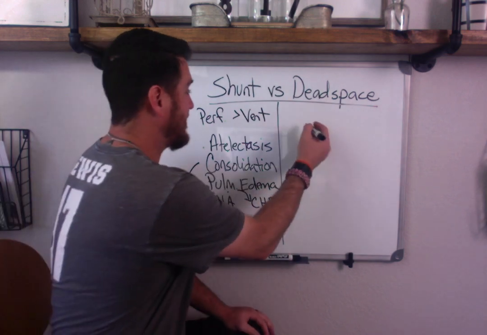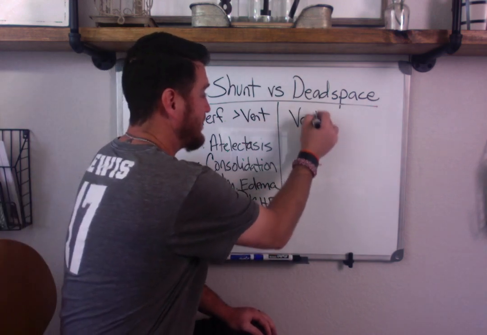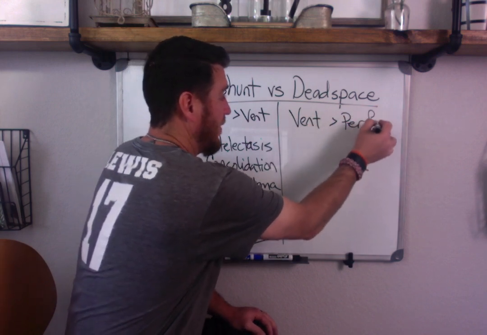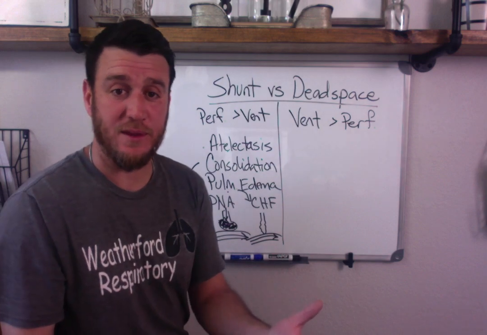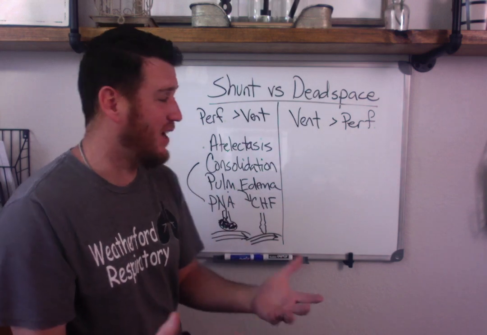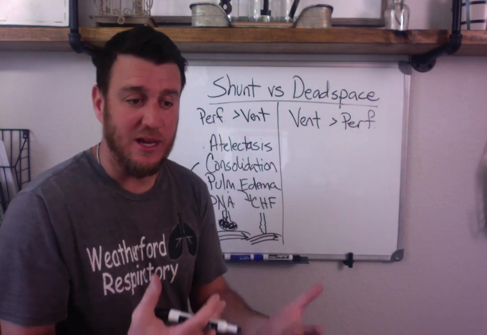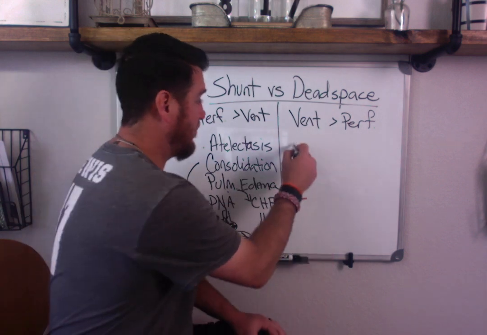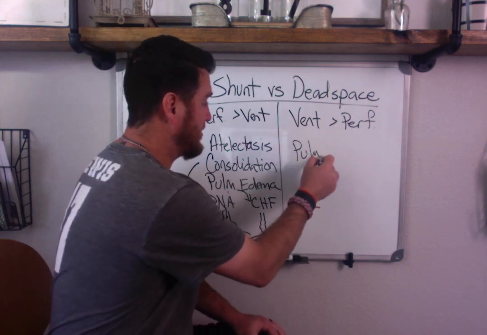Now, when we talk about dead space, we talk about ventilation greater than perfusion. So what does this look like, and what are we talking about? Well, we're talking about any disruption in blood flow through the pulmonary capillaries. So the big one here is pulmonary embolism.